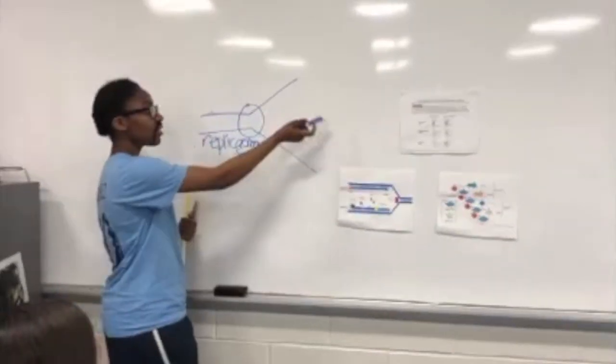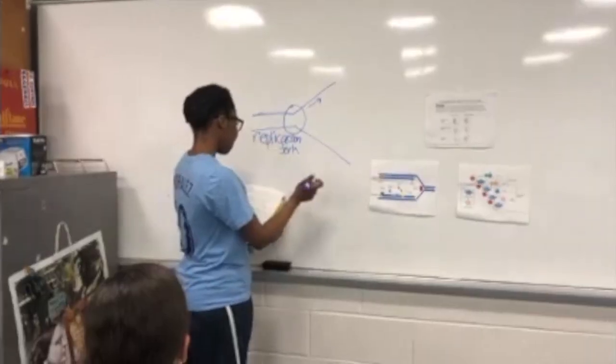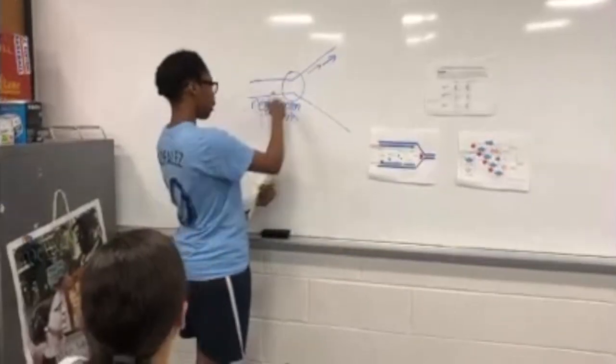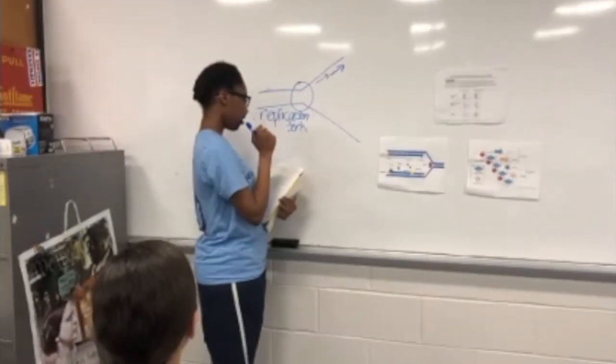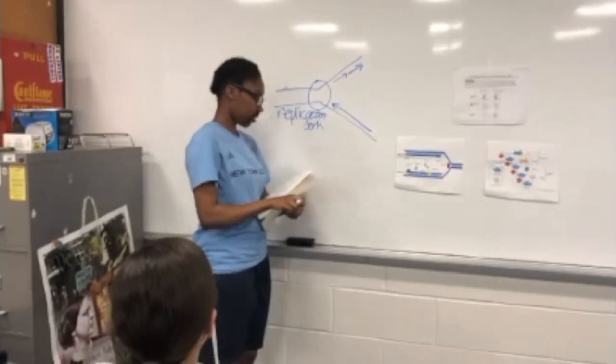Okay, the unwound sections can be used to create two complementary DNA strands. The lagging strand forms in the opposite direction of the replication fork, unlike the leading strand, which goes in the direction of the replication fork.